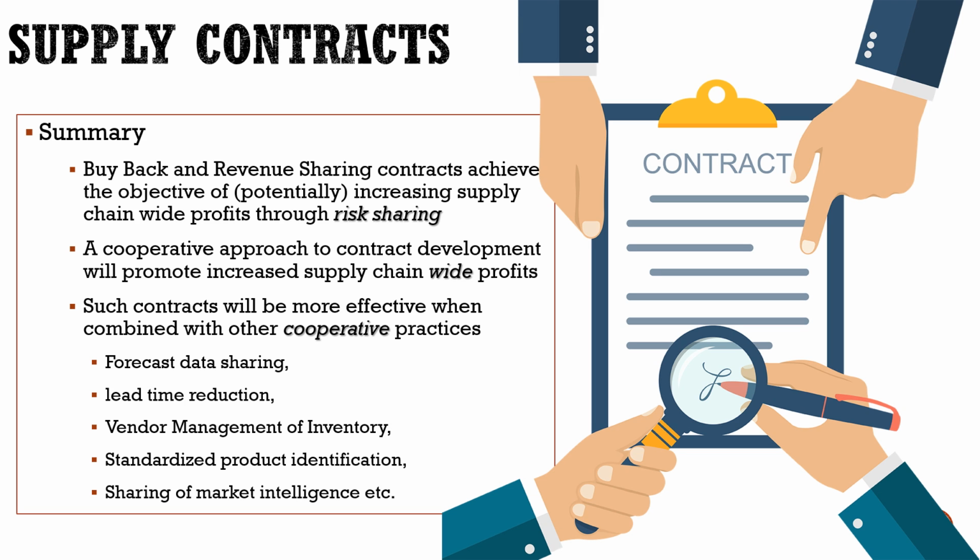To summarize, buyback contracts and revenue sharing contracts achieve the objective of potentially increasing supply chain wide profit through risk sharing. A collaborative approach to contract development will promote increasing supply chain wide profit. Such contracts will be more effective when combined with other cooperative practices, such as sharing forecast data, reducing lead time, vendor managed inventory, standardized product identification, and sharing of market intelligence.